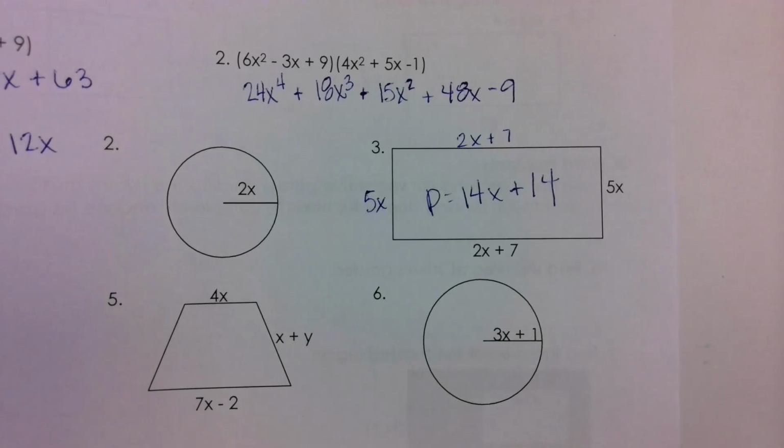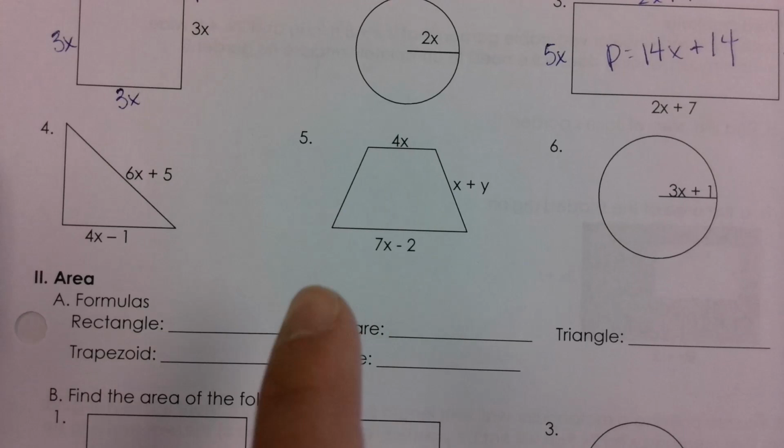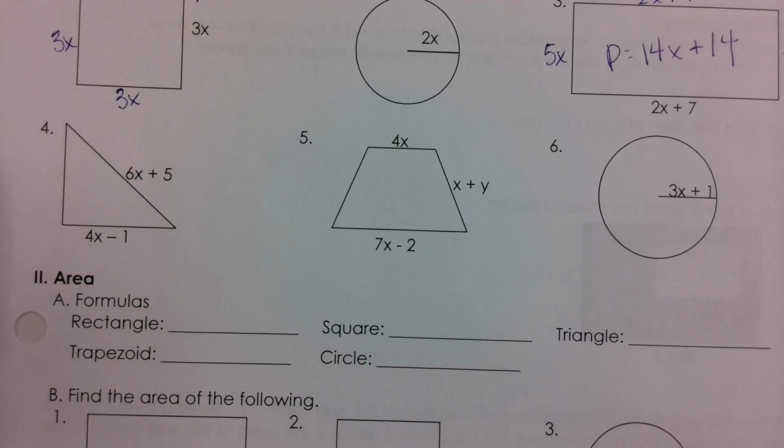See if y'all could figure out number 5 on your own. Can we try that one real quick? You have one side that's missing, so what should you probably do? Label it. What do you think that missing side is going to be? X plus Y, yeah.